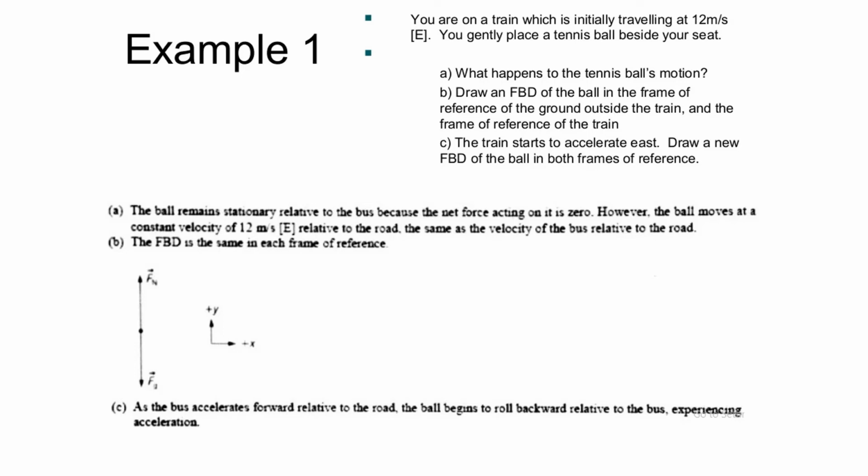Now for the first part A, the ball remains stationary relative to the bus because the net force on it is zero. However, the ball moves at a constant velocity of 12 meters per second east relative to the road, the same as the velocity of the bus relative to the road. For the B part, the FBD is the same in each frame of reference. You can see Fg is in the downward direction, and F normal is in the upward direction of y. On the right-hand side you can see the x direction of the axis and the y direction as the vertical direction. For the C part, as the bus accelerates forward relative to the road, the ball begins to roll backward relative to the bus, experiencing the acceleration.